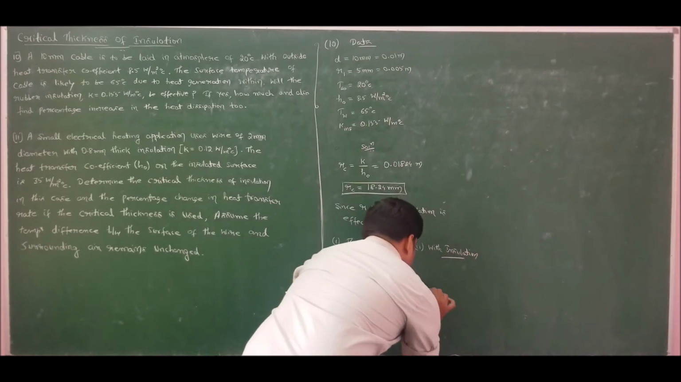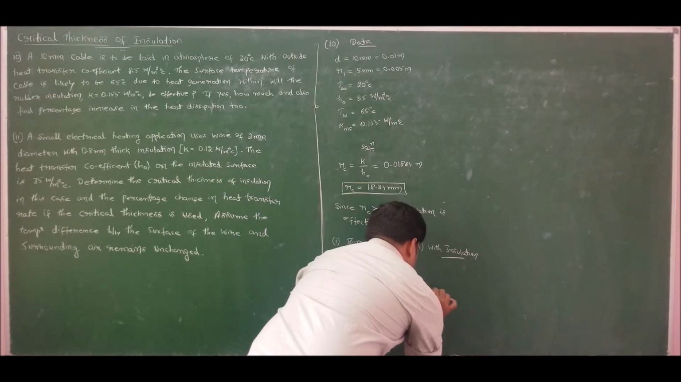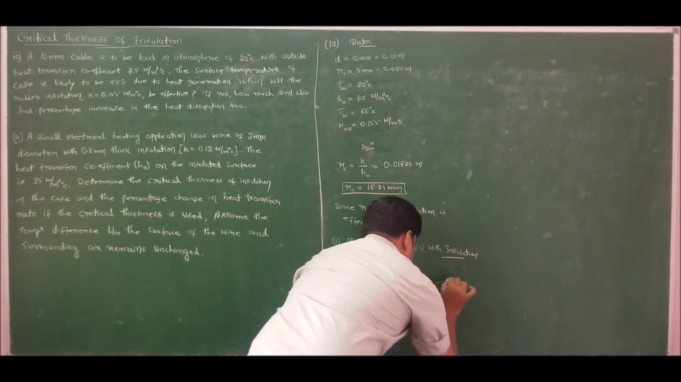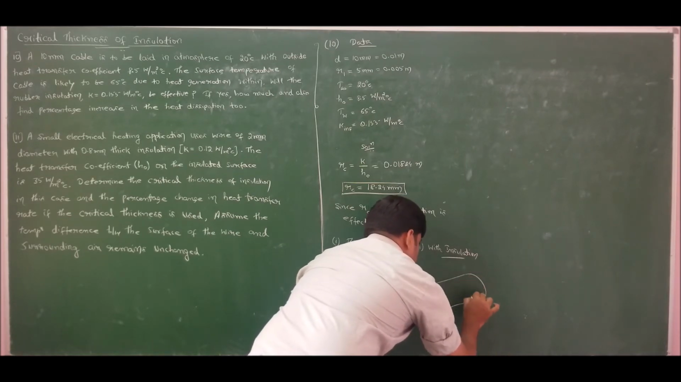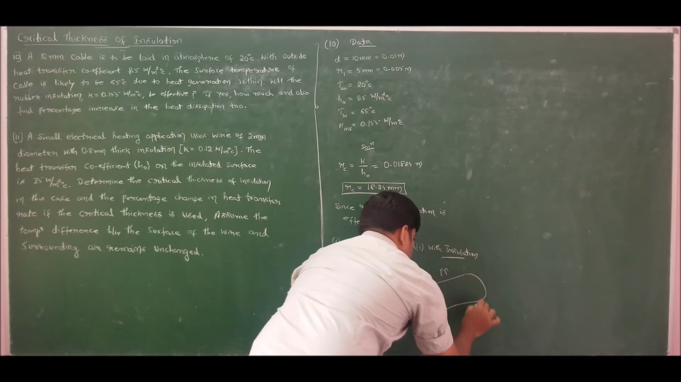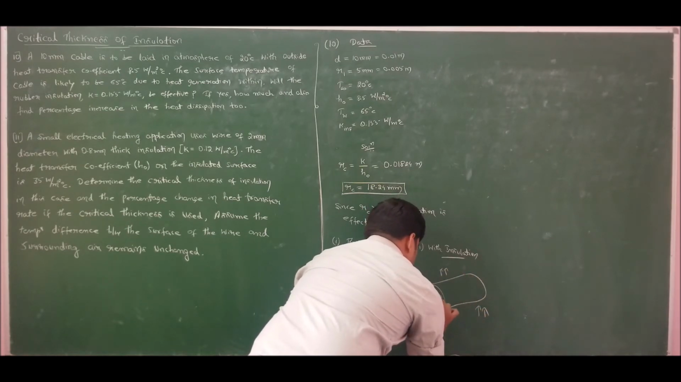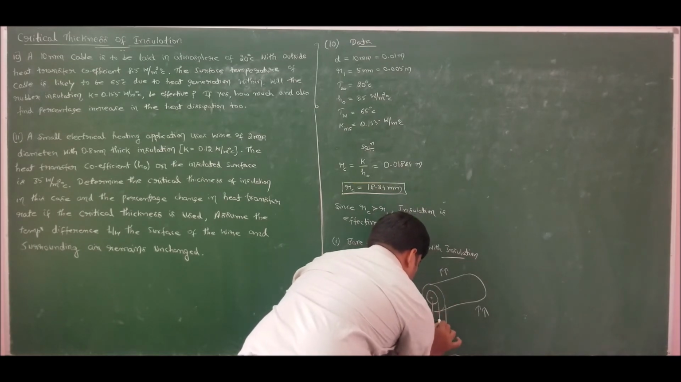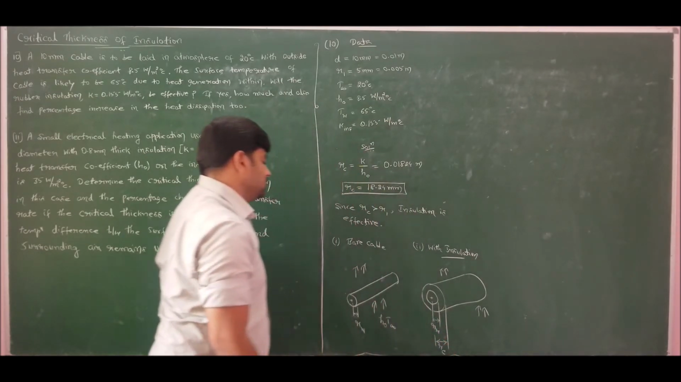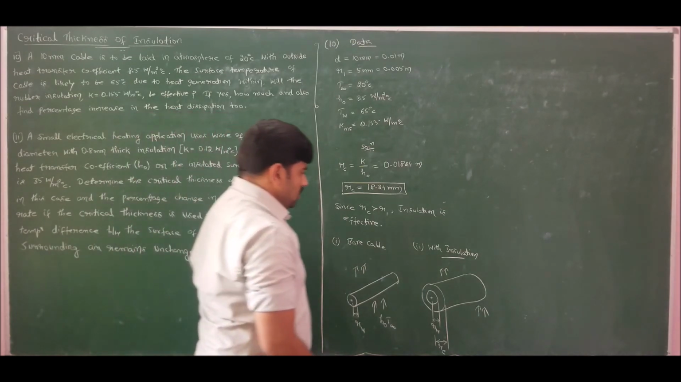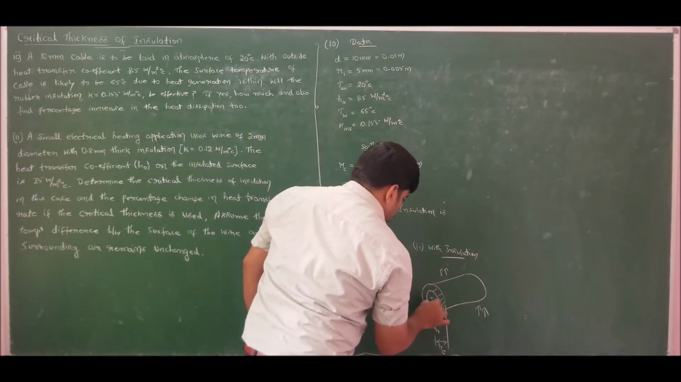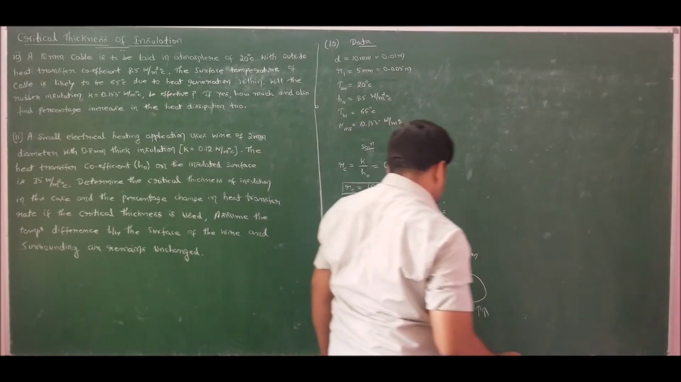if I observe with insulation, then the problem will be like this. We have a wire, we are insulating it like this, and we have convection. So now the radius will be the critical radius and the radius of wire. This is the radius of wire, and this is the critical radius Rc. We are insulating it with rubber material, which he has specified.